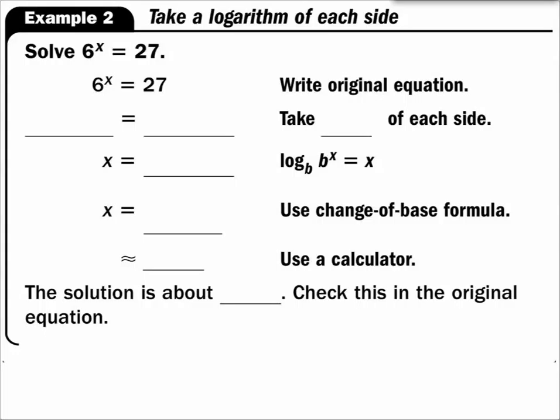Hello, we're in Chapter 7. This is Section 6. This is page 2 of the notes. We have an example where we have to solve this equation: 6 to the x equals 27.